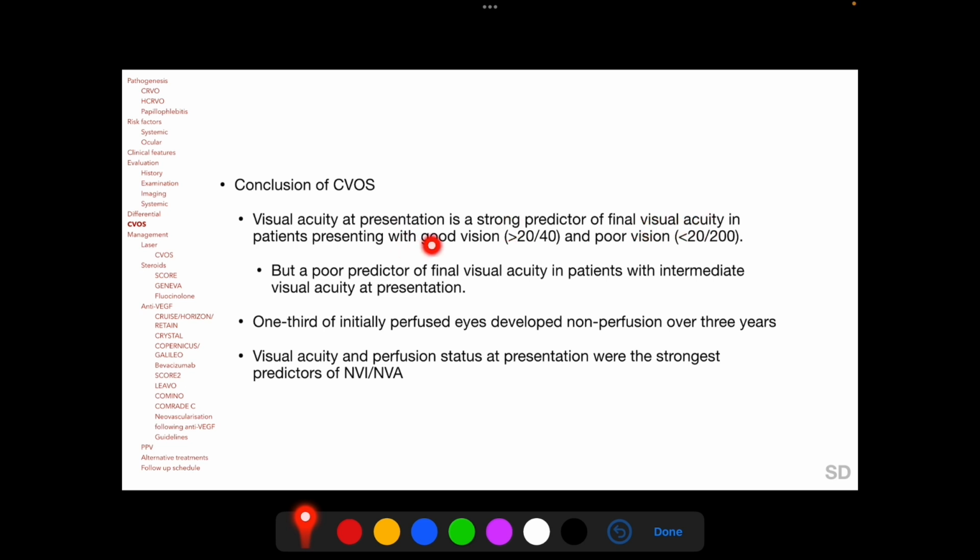patients presenting with good vision that is better than 20/40, and also in patients presenting with poor vision that is worse than 20/200. But in patients with intermediate visual acuity at presentation, that is between 20/40 and 20/200, visual acuity at presentation was a poor predictor of final visual acuity, that 1/3 of initially perfused eyes developed non-perfusion over 3 years, and that visual acuity and perfusion status at presentation were the strongest predictors of neovascularization.